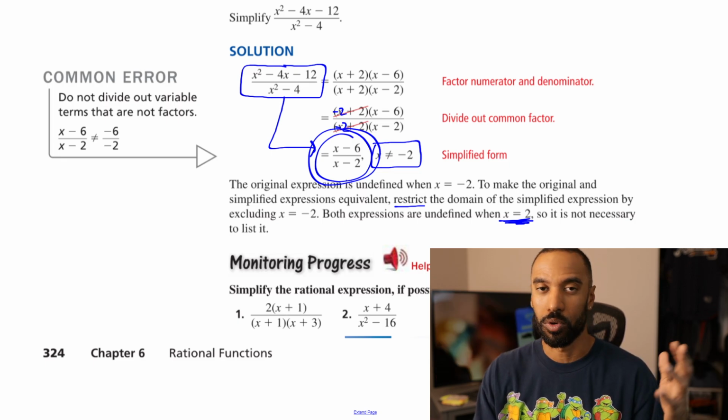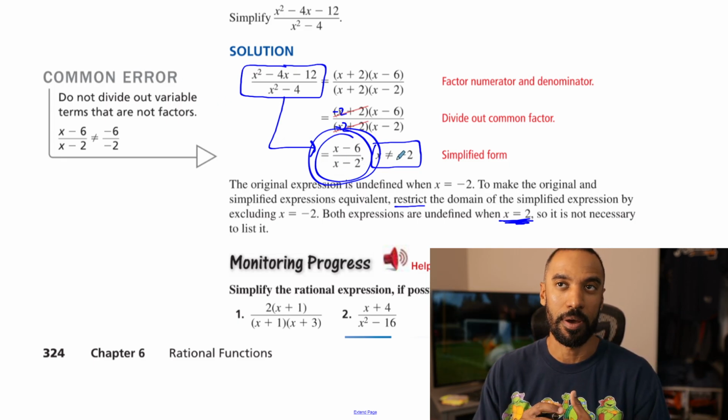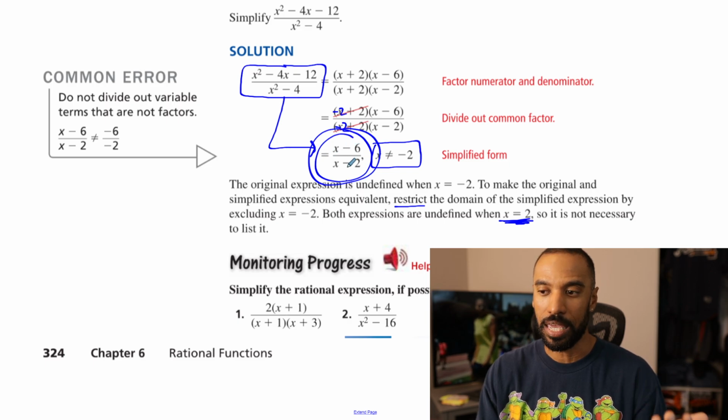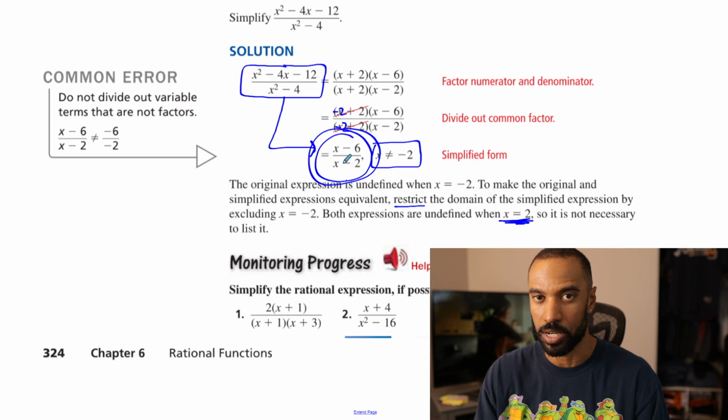I'm used to, with my students, stating all restrictions, what x can't be, because that helps us talk about, listen, we just came off graphs. Clearly, if we talked about graphing this thing, x can't equal 2. That's part of our domain restriction issues, right?